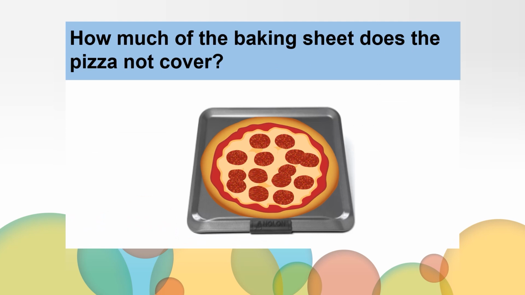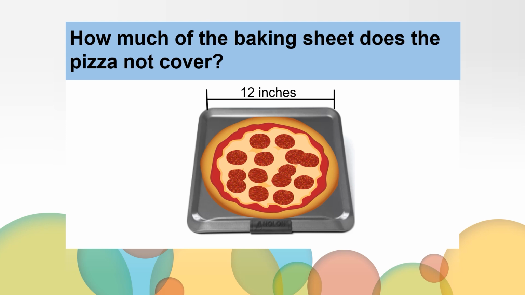Now let's think about how much of the baking sheet the pizza does not cover. To figure this out, we're going to need to find the area of the entire baking sheet. Once we know the area of the baking sheet and the pizza, we'll be able to figure out how much of the baking sheet the pizza does not cover.